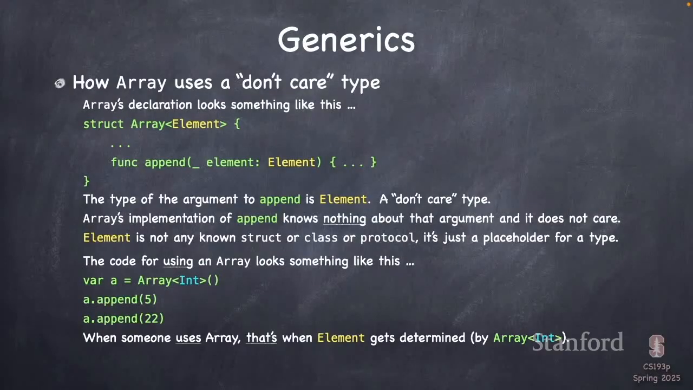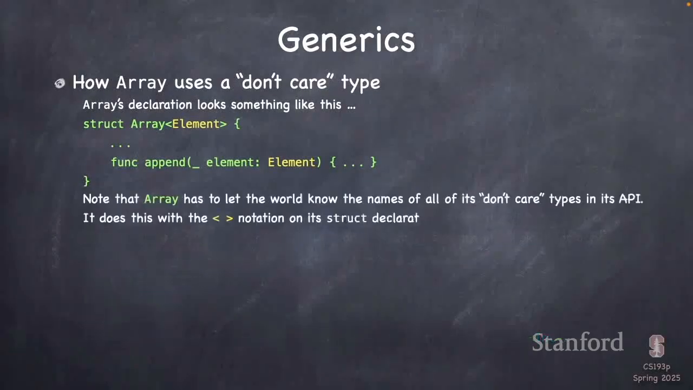Before, element was just a placeholder, but as soon as I declare an array, then it gets to be a concrete type. And that's why I can say append 5. Append takes an int, because the append up above there is defined to take something of type element, and as soon as I said var a equals array of int, element became int.